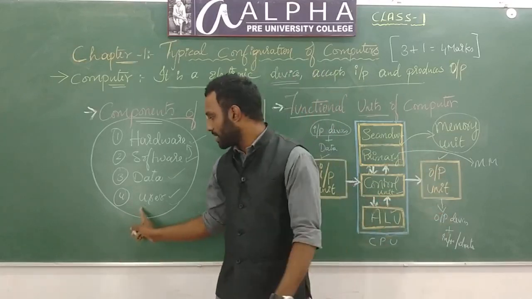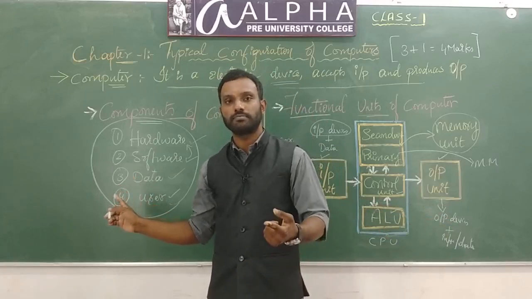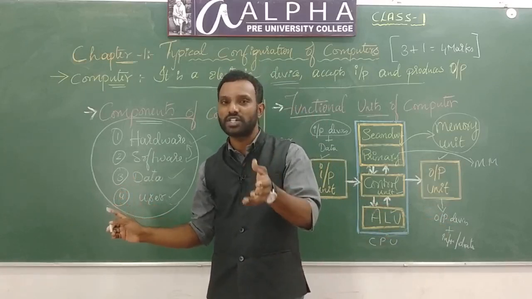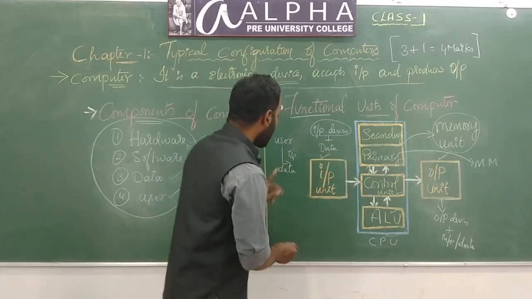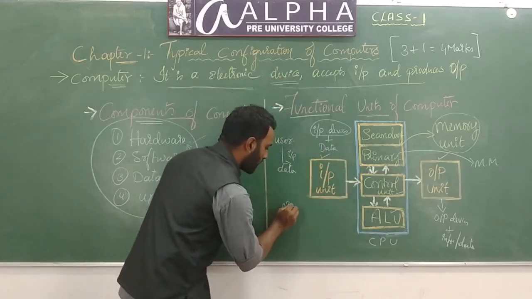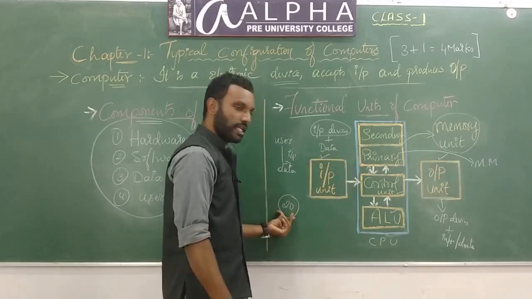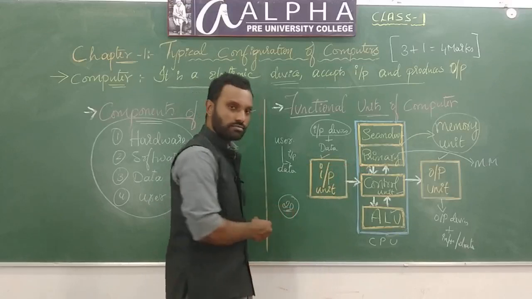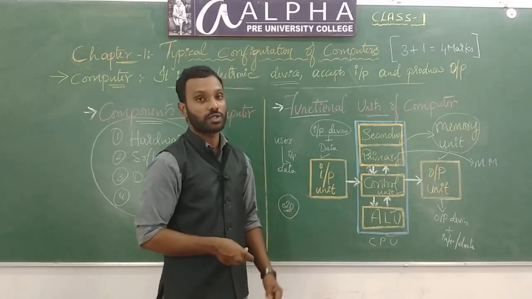Now data, when I defined data, I said it is a raw fact which has a partial meaning. Let me give you an example. I input a number 20. As a user, I give the computer the number 20. Now 20 is a value, it has a meaning, but I don't know what sort of value it is.